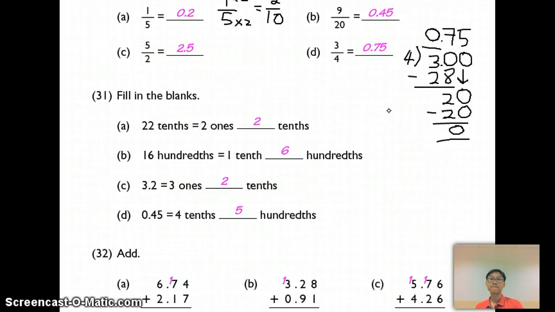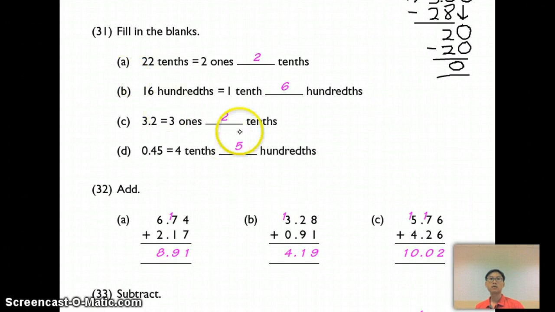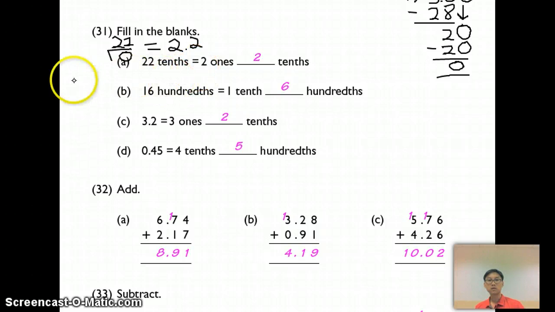Okay. Now question 31 is basically back to your place value. So 22 tenth is the same as 22 over 10. Okay. So therefore it's actually 2.2. So therefore this is 2 ones and 2 tenths. Same thing. 1600th is 16 over 100, which is equal to 1 point.